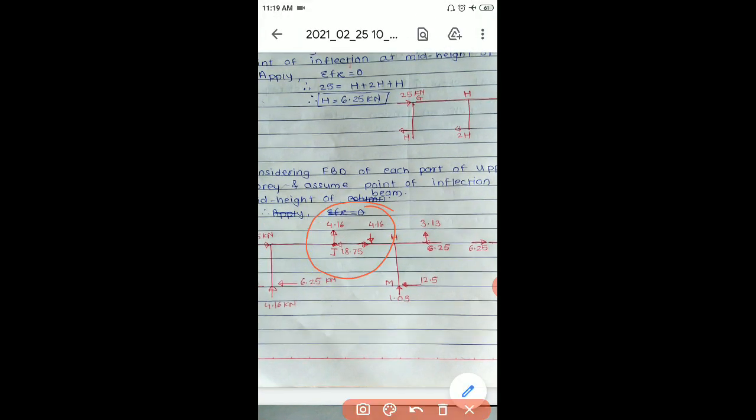This 4.16 we are going to calculate in the next step, where I have shown the written calculation for this member's forces. So just see, whatever is the 4.16 kilonewton force direction, in the opposite direction there will be the force from the same point. And this 18.75. So finally the resultant movement will be 0.